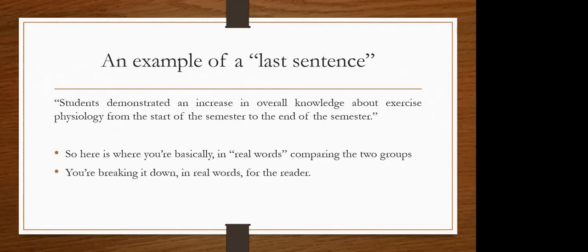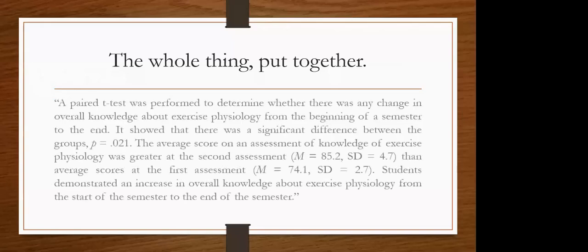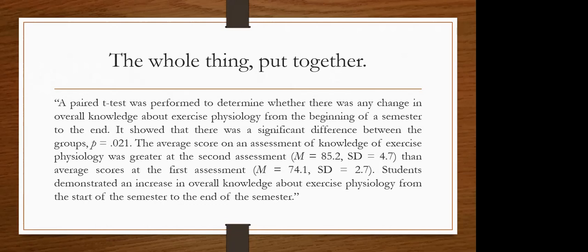And so here we go. Here's the whole thing put together. Okay, watch this. It's going to fit on one slide and be readable. A paired t-test was performed to determine whether there was any change in overall knowledge about exercise physiology from the beginning of the semester to the end. Here's what you did, here's why you did it. It showed that there was a significant difference between the groups, p-value 0.021. Here's what it showed, and here's the numerical value.